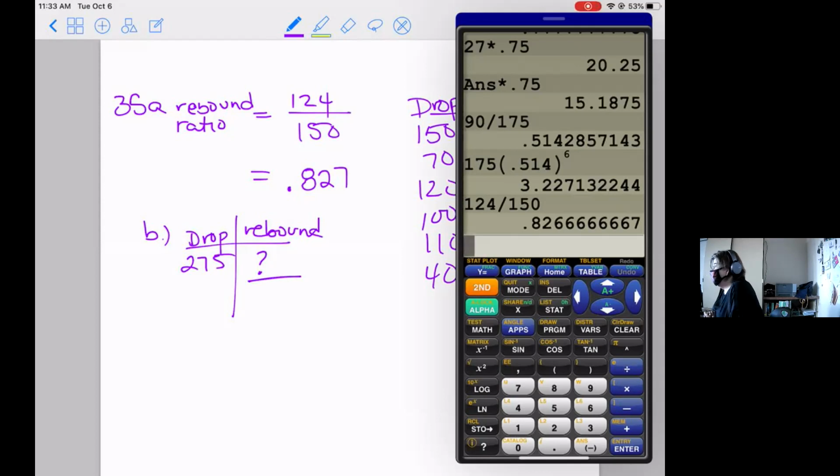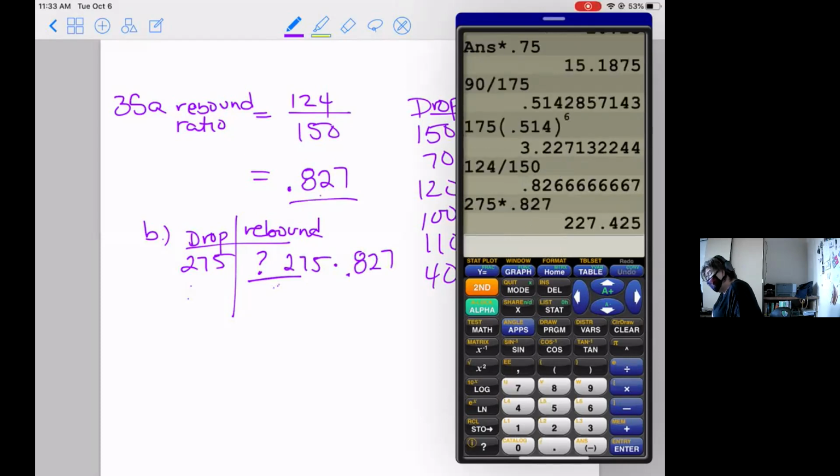Okay, well, so the rebound ratio doesn't change, right? From the different heights, it's going to stay the same. So if we already have our rebound ratio, what would I do to this number with this number to get this one? Nikki? Multiply them. So take 275 times 0.827. And that gives me 227.425. So it should rebound that far.